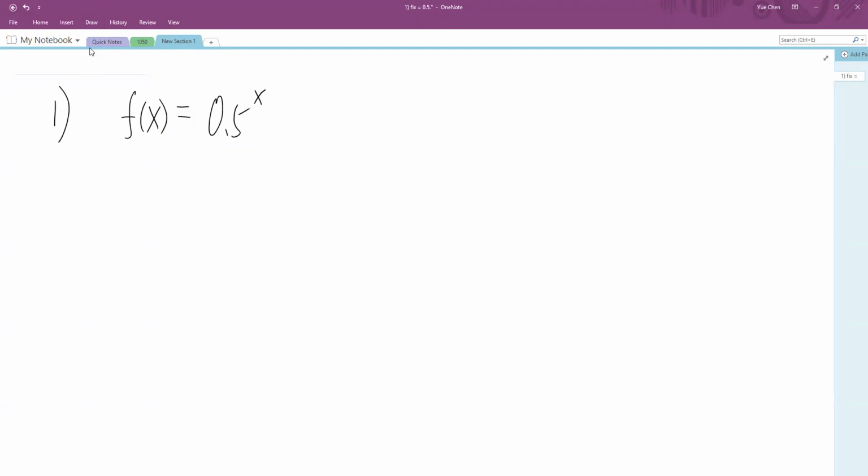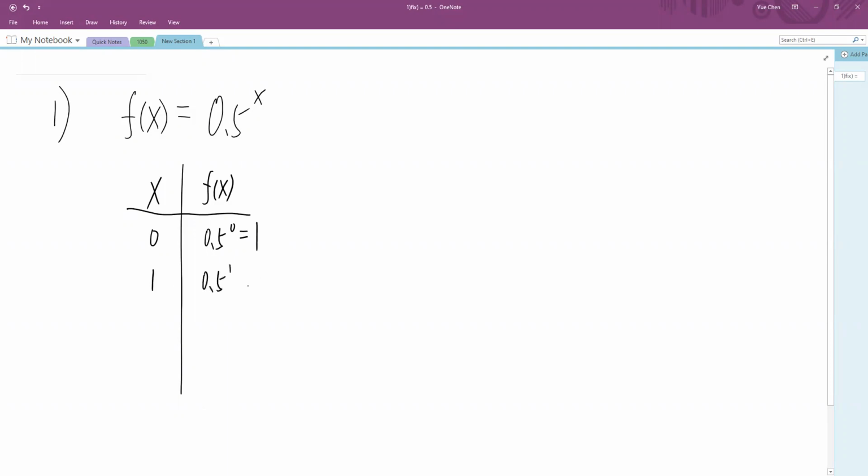So we can pick several points, if you want. This is the x values, and this is the f(x) value. When x equals 0, this is the one point that we must take. Then 0.5 to the 0 is equal to 1. And we can also take x equal to 1, and 0.5 to the first is equal to 0.5. This is the second point.